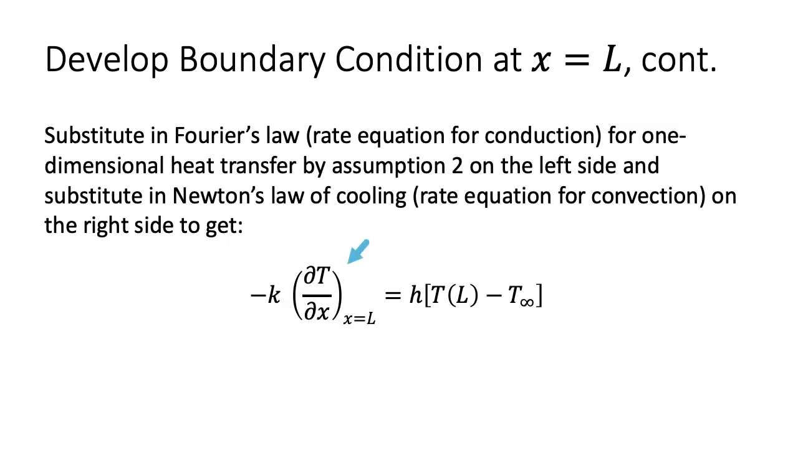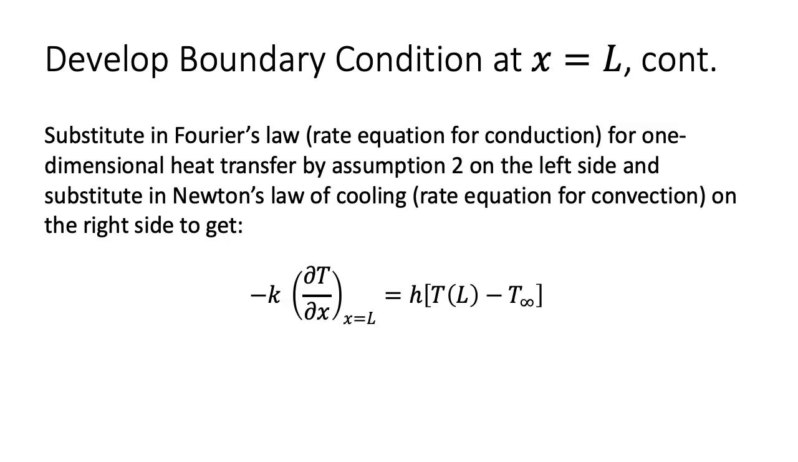Next, we substitute in Fourier's law, which is the rate equation for conduction, for one-dimensional heat transfer by assumption 2 on the left side, and we substitute in Newton's law of cooling, which is the rate equation for convection, on the right to get our final result. Again, this equation can be used to impose a convection boundary condition where k, h, and T infinity are specified.